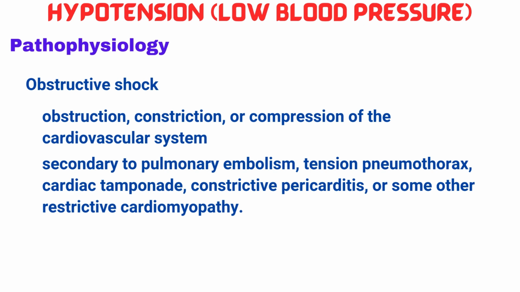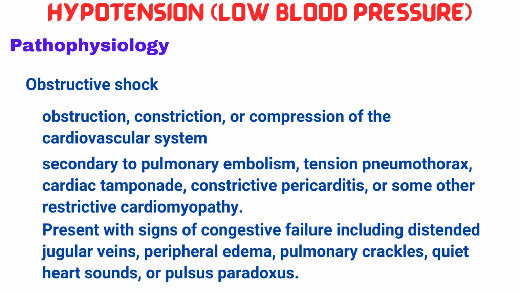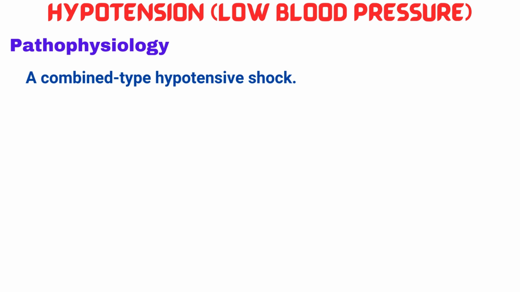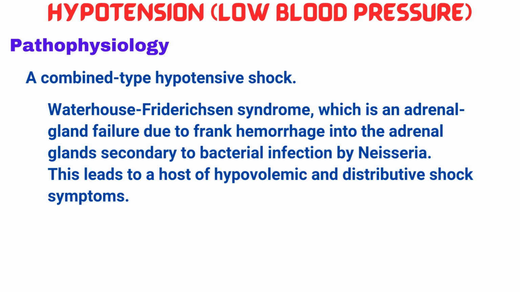These will classically present with signs of congestive heart failure, including distended jugular veins, peripheral edema, pulmonary crackles, quiet heart sounds, or pulsus paradoxus. Hypotensive shock is also possible via any combination of the above pathologies occurring simultaneously. One example is Waterhouse-Friderichsen syndrome, which is an adrenal gland failure due to frank hemorrhage into the adrenal gland secondary to bacterial infection by Neisseria. This leads to a host of hypovolemic and distributive shock symptoms.